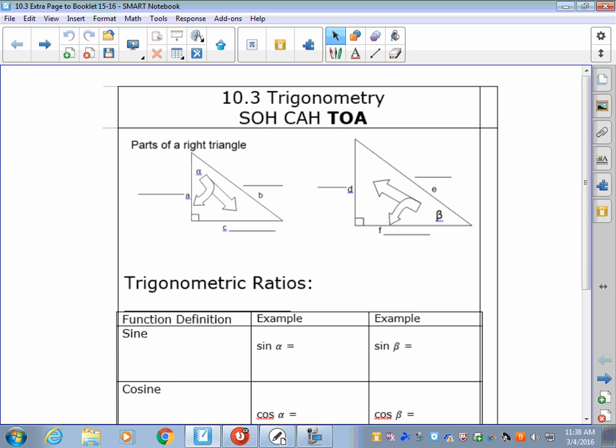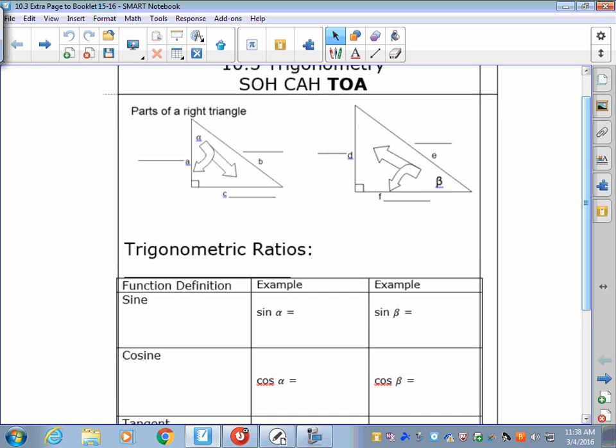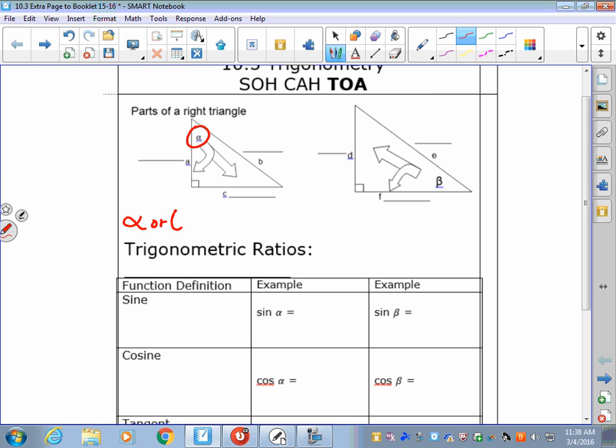So on the pink sheet, you should have this. This is 10.3 SOHCAHTOA. The first thing we need to make sure you know, because in order to do SOHCAHTOA, is the parts of the triangle. Now, just a recap. This little symbol right here, circle it. This symbol, or sometimes it looks like a 0 with a line through it, is the symbol for theta. Basically, we use that for an angle measurement.